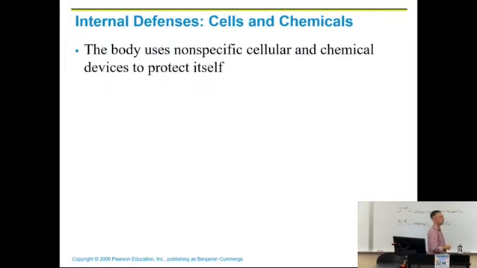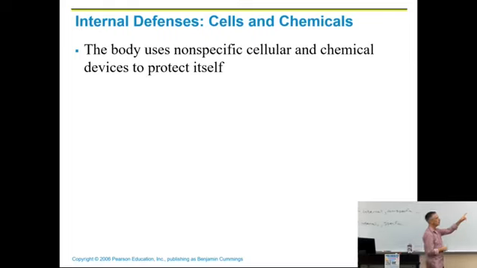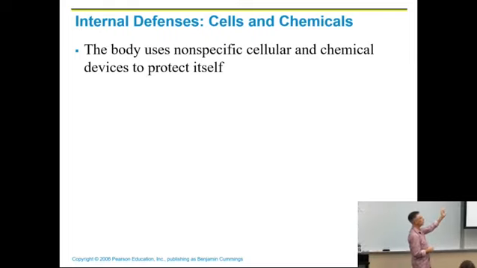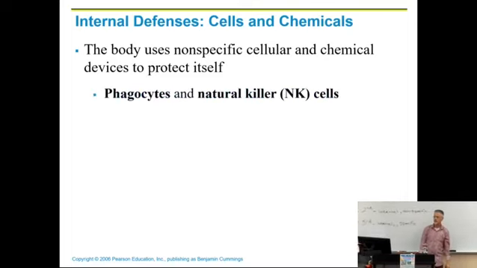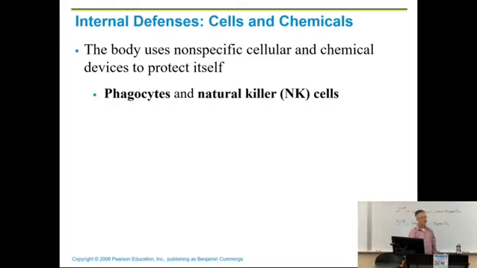So now what we're doing is we're using non-specific, again, it doesn't exactly matter what it is, cells and chemicals, to protect the inside of the body. So there's going to be a few different examples of this. These are some cells, phagocytes. Now we already know some phagocytes from when we were doing the blood, right? What are a couple of phagocytes when we talk about white blood cells? Neutrophils, that's the biggest one. And what are the biggest white blood cells? Monocytes, right? So those are phagocytes.